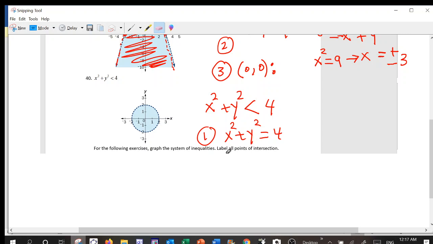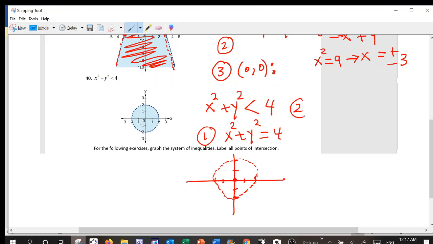I think you learned that in college algebra. So that's a circle with radius 2, right? And the center is at 0, 0. And since the equality is not included, we have to graph this using what? Dotted line. And if you do that, you kind of get a circle. And then the circle divides the plane into inside the circle and outside. And what you do is you get a point inside or outside, doesn't matter.